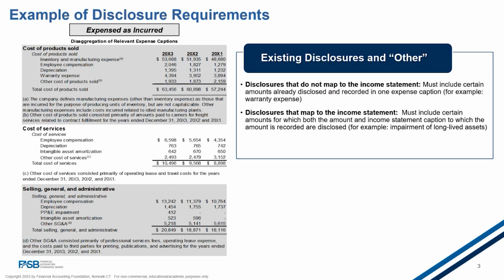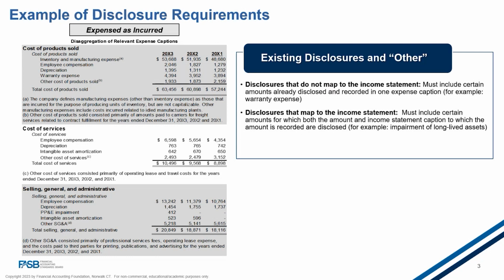Rather, as stated before, an expense caption is only subject to the disaggregation requirements if it contains at least one of the required expense categories that were mentioned previously. Therefore, if an expense caption does not contain any of the required expense categories, but for example, contains warranty expense, an entity would not be required to disclose the disaggregation of that expense caption.